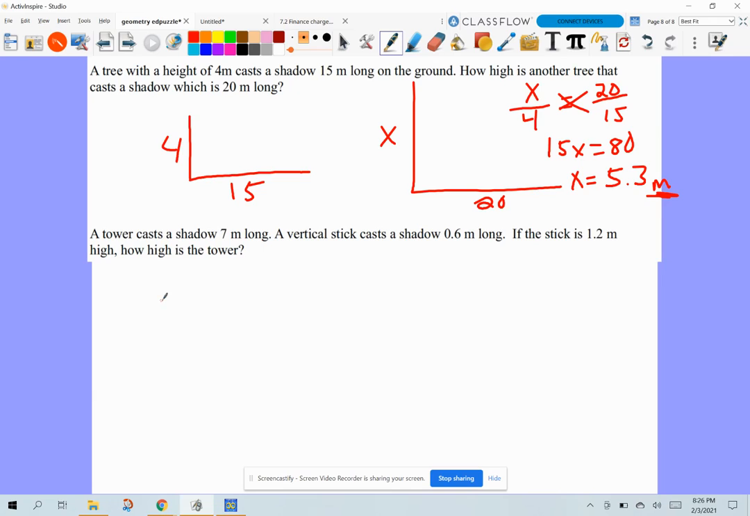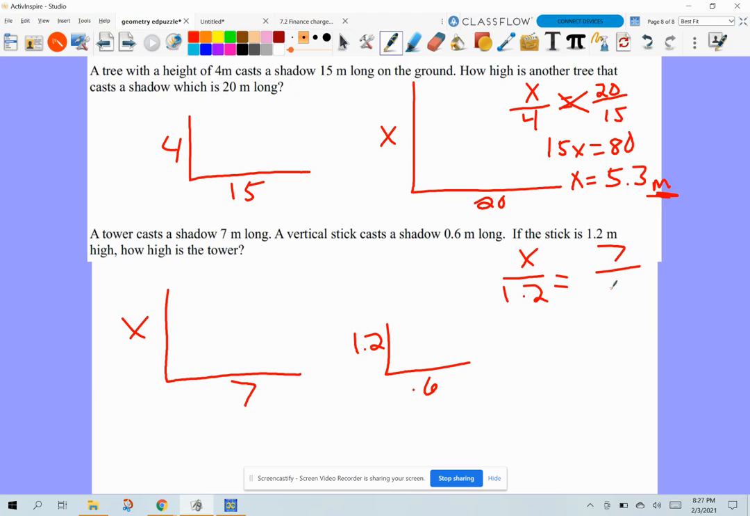All right, so the setup would be I've got a tower that casts a shadow 7 meters long. A vertical stick casts a shadow of 0.6 meters long. If the stick is 1.2 meters long, how high is the tower? So the tower over the stick equals the shadow of the tower over the shadow of the stick. Those are decimal points, sorry.